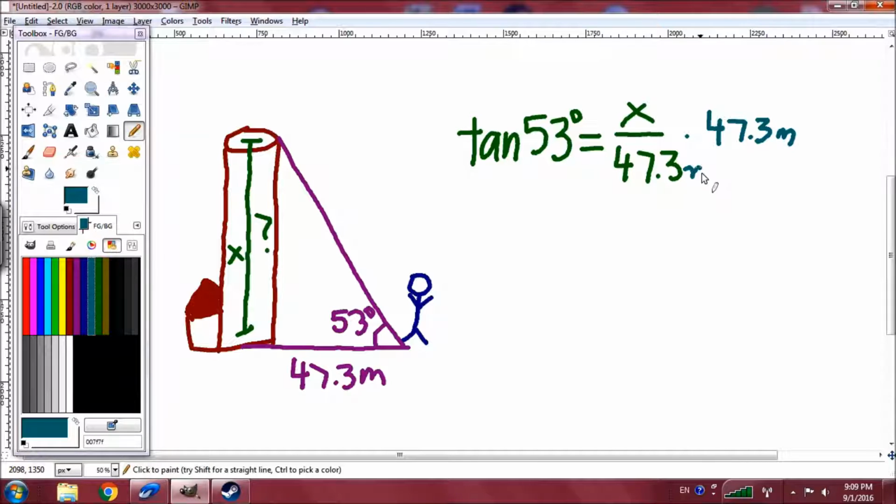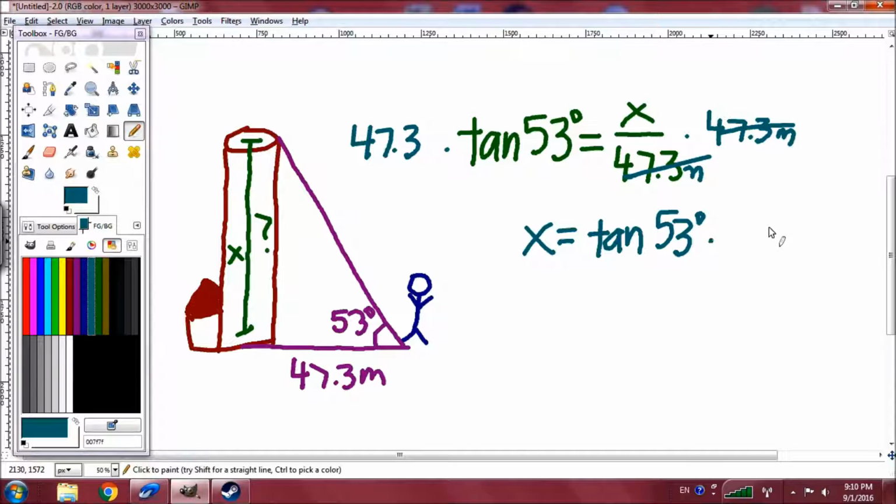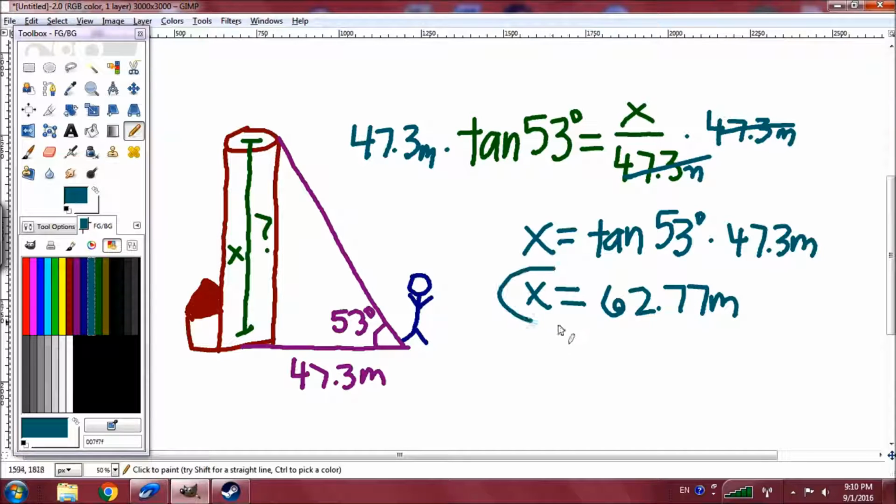as it's meters, in which these will cancel out, and you'll be left with x equals tangent 53 times 47.3 meters. I forgot it here too. And you would come out to be x equals 62.77 meters. And that is the height of the farm silo.